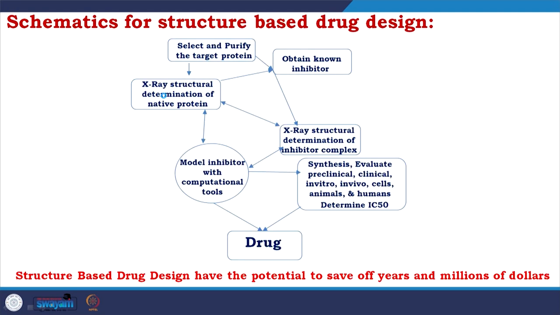So, continuing, in the schematic for structure based drug designing, we see that first we select and purify the target protein, and we obtain the known inhibitor. On the other hand, we go for X-ray structural determination of the native protein. Then we come to X-ray structure determination of the inhibitor complex, model the inhibitor with computational tools, synthesis, evaluate, preclinical, clinical, in vitro, in vivo, cell, animal and human, determine the IC50, and come to a drug.